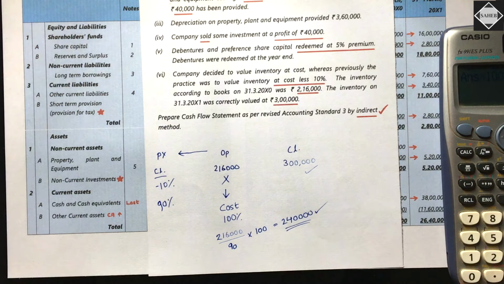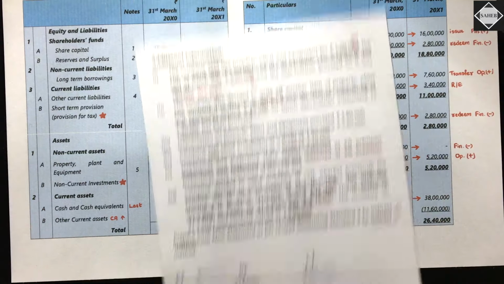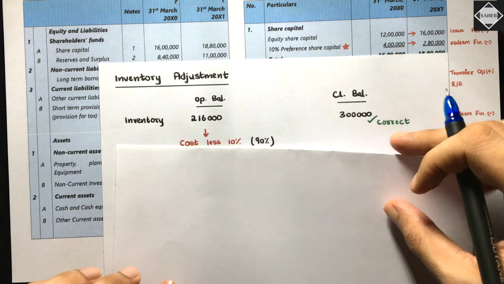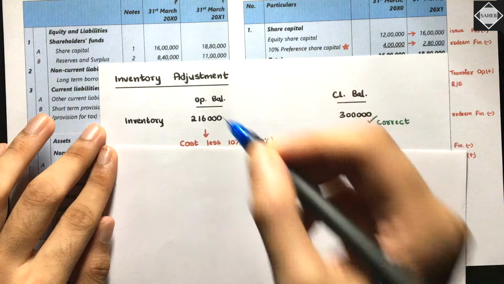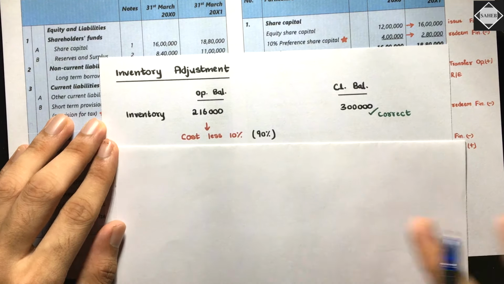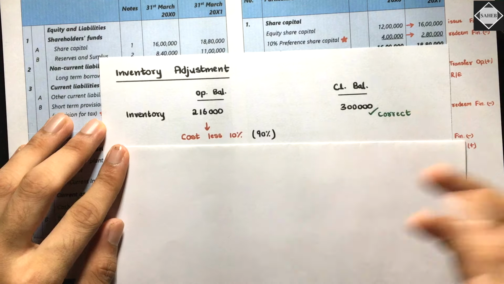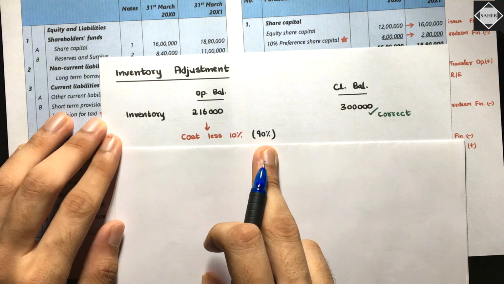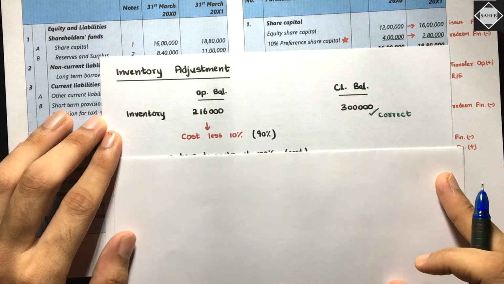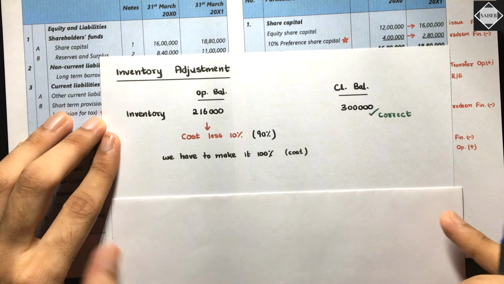You remember how it happens? See, let me just show you. It's really simple. Inventory adjustment. You understood the logic and everything. See here, inventory adjustment. Opening balance 2,16,000, opening stock, closing stock 3 lakh. Just now we discussed the same thing. This is at cost less 10%. As I said, it is at 90%. So we have to make it at cost, bring it to cost 100%, isn't it?